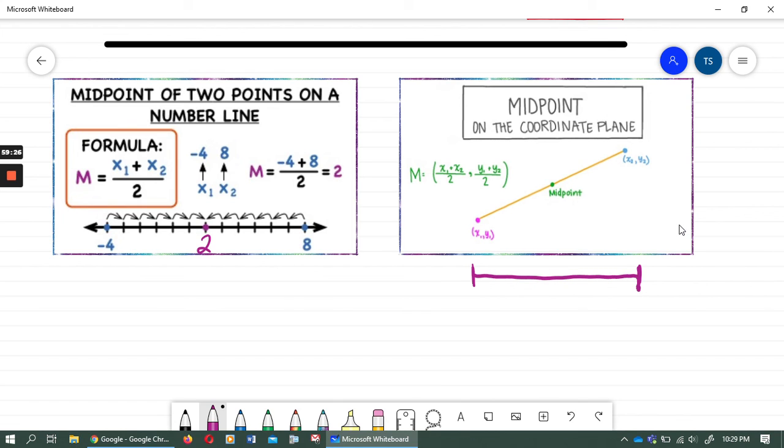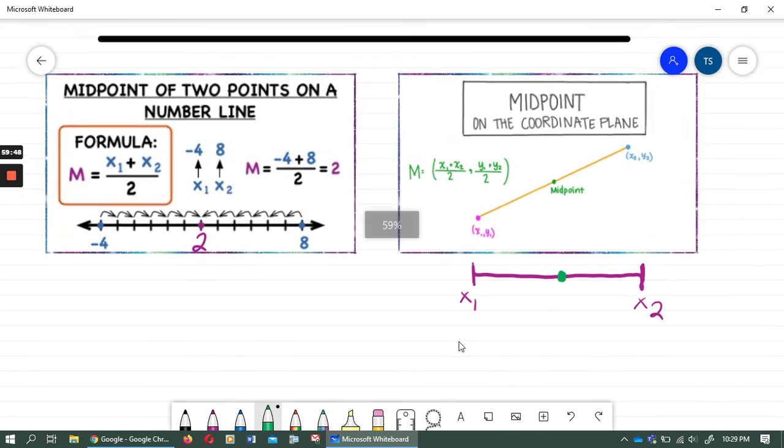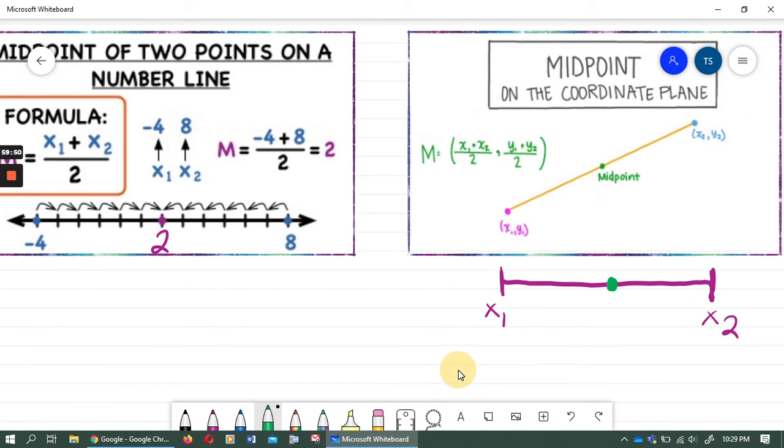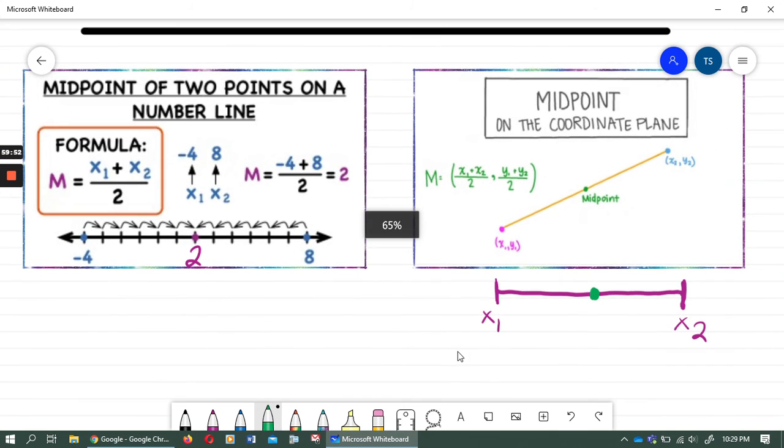So think of it as if you had a horizontal number line, and one of the x values was x1 and the other one was x2, right? So you'd have to find the midpoint for those two x values, right? So you see that with the x1 plus... let me zoom in just a little bit so you can see what I'm talking about. Okay. So again, guys, you would have to find the midpoint for those x values.